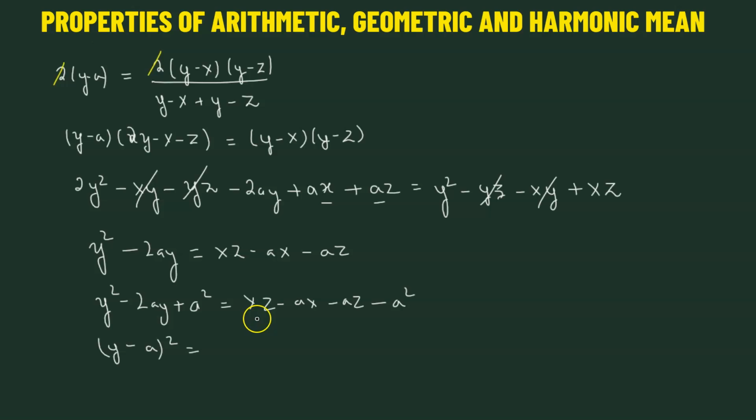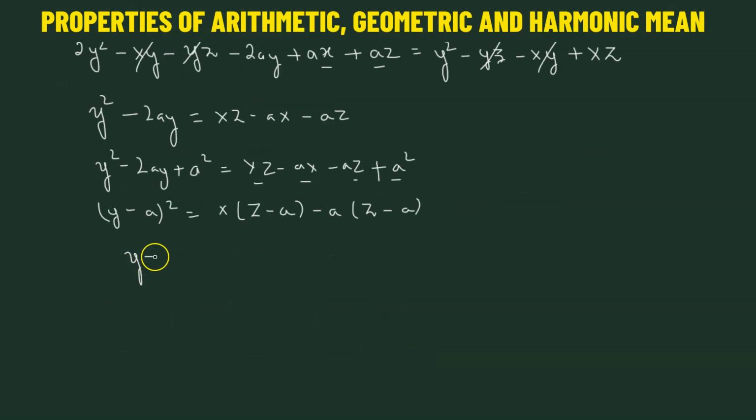Now let's work with this one. For the first term and the second term, let's take x as the common factor. So x will be multiplied by z minus a. And from the third and the fourth term, we're going to take negative a as the common factor. So we have z minus a, since we have added positive a squared to both sides. So now we have y minus a whole squared equal to z minus a, which is the common factor, multiplied by x minus a.